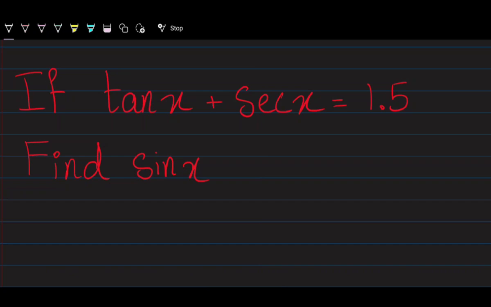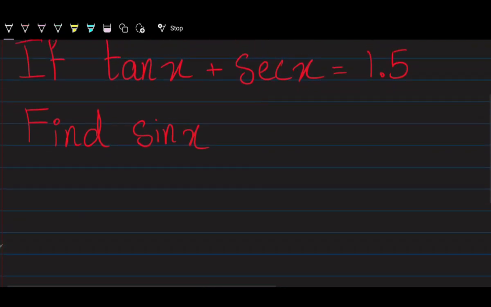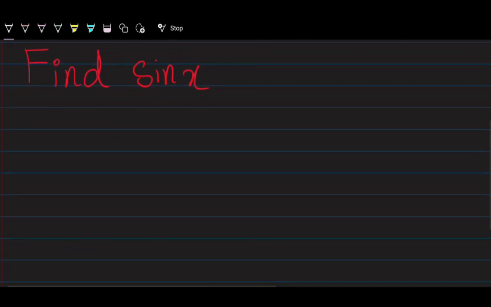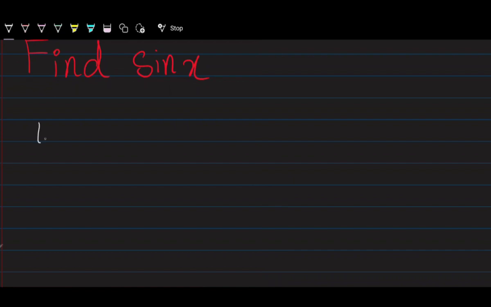Today we're going to be taking a look at this rather interesting trigonometric equation, and from this we're going to have to find sine x. So the equation is as follows: tan x plus secant x is equal to 1.5. So let's write this down again. Tan x plus secant x is equal to 1.5.